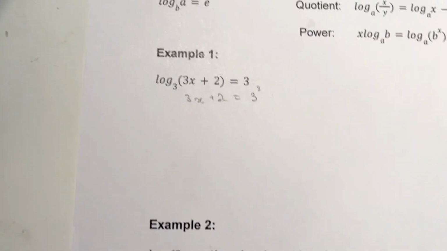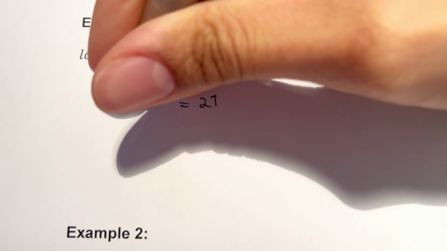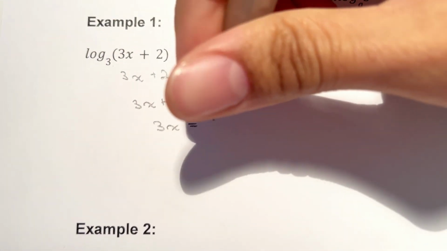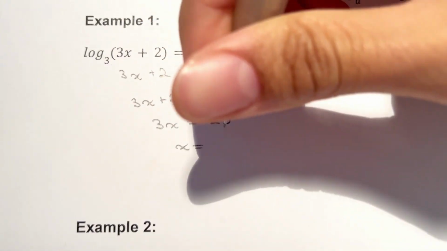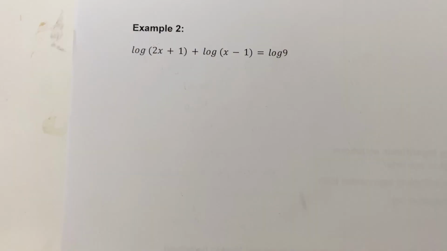What you can do is now solve for x. So 27, 3x plus 2 equals 27. And then what we can do is move that 2 to the other side. 3x equals 25, so x equals 25 over 3. And that is your answer. Let's move into our second example.